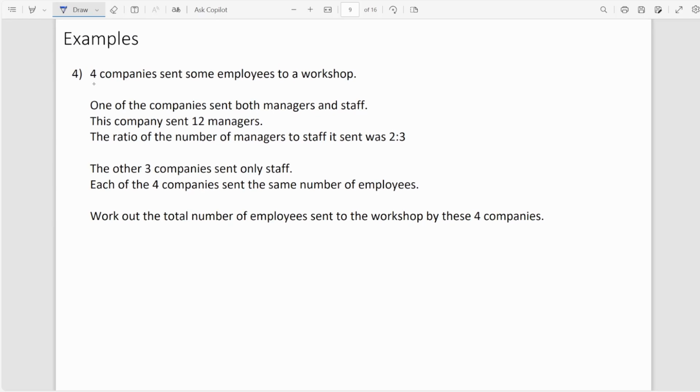Let's take a look at example 4. 4 companies sent some employees to a workshop. One of the companies sent both managers and staff. This company sent 12 managers. The ratio of the number of managers to staff it sent was 2 to 3. So I know that the ratio between managers and staff is 2 to 3 respectively. So 2 parts managers, 3 parts staff. And I know that I sent 12 managers.